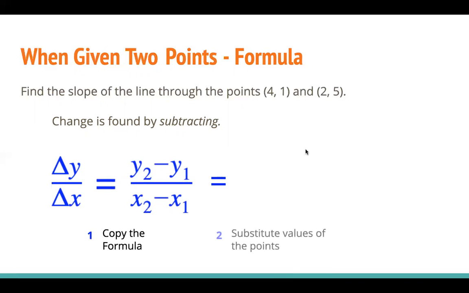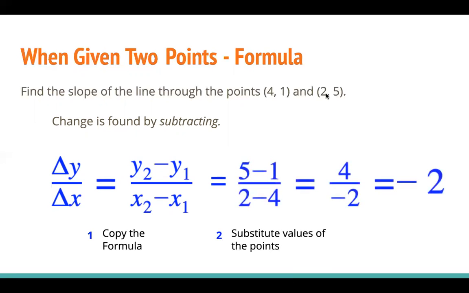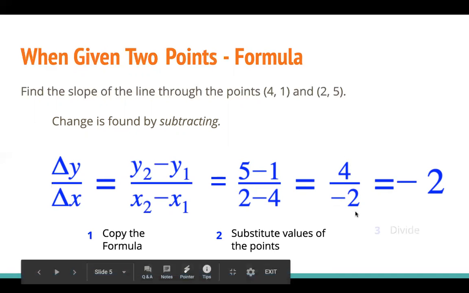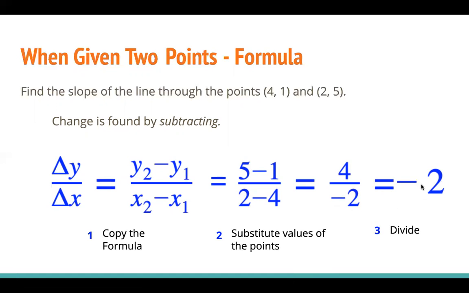So now I subtract. I'm going to substitute them in. So the y coordinates are 5 and 1, so I do 5 minus 1. And the x coordinates are 2 and 4, so that's 2 minus 4. So then when I simplify it, I get that same ratio, 4 divided by -2, and that equals -2. So in some ways, this is very similar to the other 2 methods, but it is a little different because it's a formula, and some of you may have seen this.